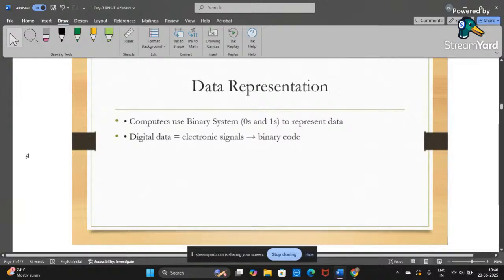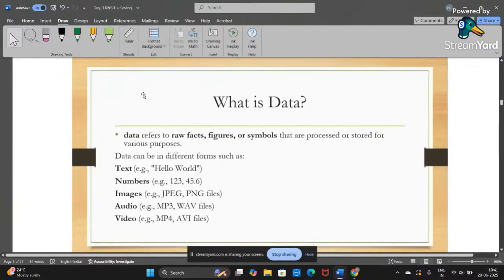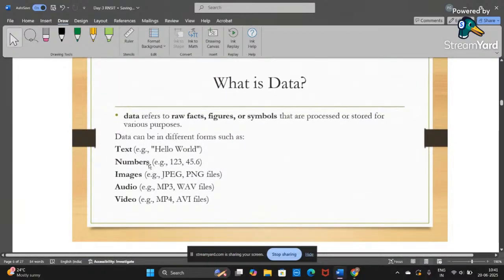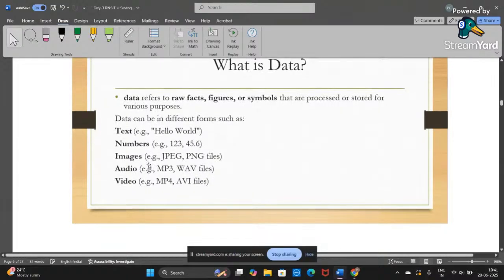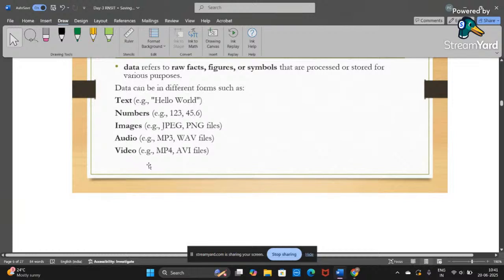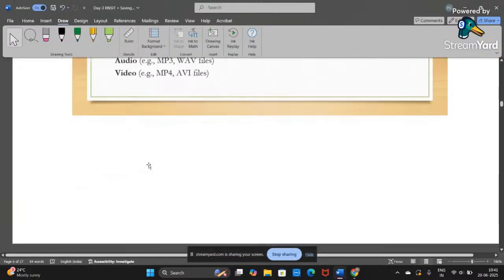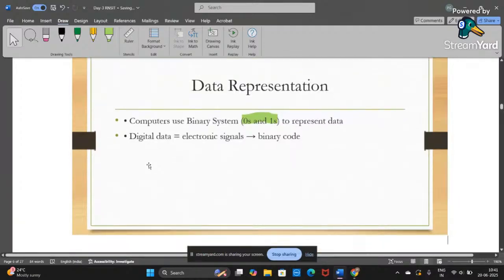Data representation in computer. Computers use the binary system to represent data. Binary system means it is zeros or ones. All types of data like numbers, characters, image, audio, video are converted into binary form for processing and storage. What I showed you in the previous slide will be converted into binary, processed, and stored in the form of binary. Digital data is an electronic signal, converted to a binary code.